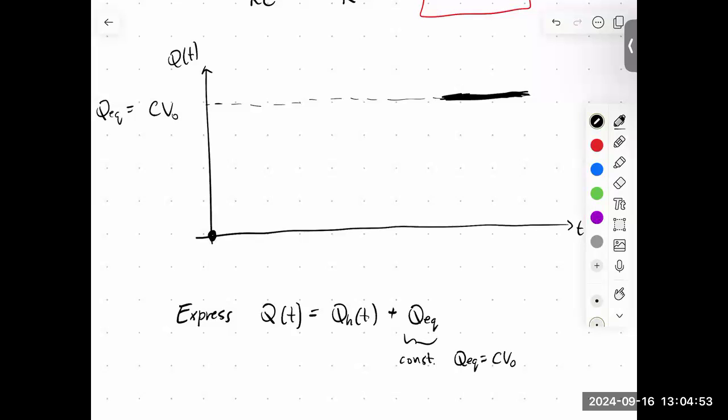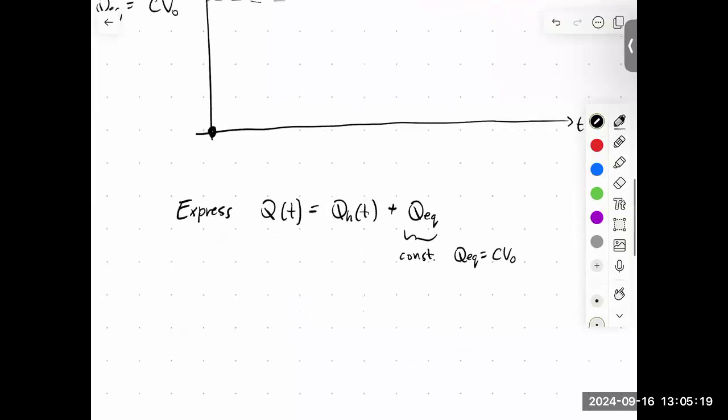And so what we're imagining is that we're going to break this charge into two parts. One part is the part that evolves with time as we go between the two equilibrium states. And then the other part is the constant, the final equilibrium charge we reach after a long time. Okay, so let's see what happens if we do that. So we're going to end up with Q of t equal to QH of t, which we don't know. We're going to try to find that. Plus this equilibrium value, which we know is C times V naught.